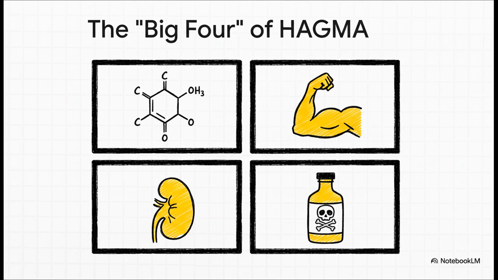When you see that high gap, your brain should immediately jump to these four main culprits. I call them the big four. Are we talking about ketones? Or maybe a problem with lactic acid? Could the kidneys be failing? Or did the patient ingest some kind of toxin? This framework is basically our roadmap for this quiz. You ready for the first case?